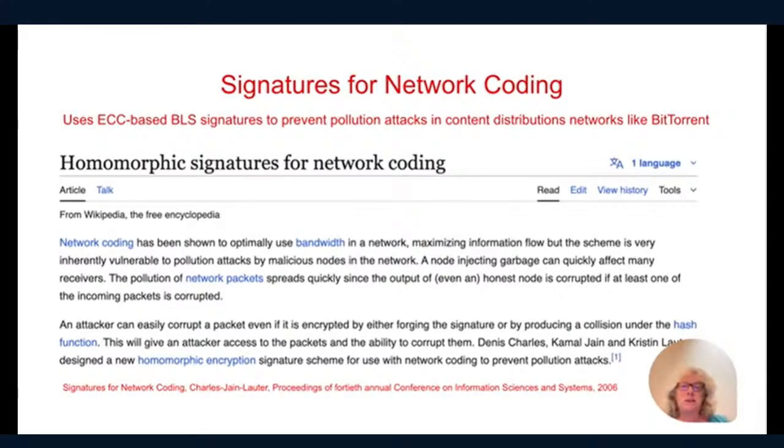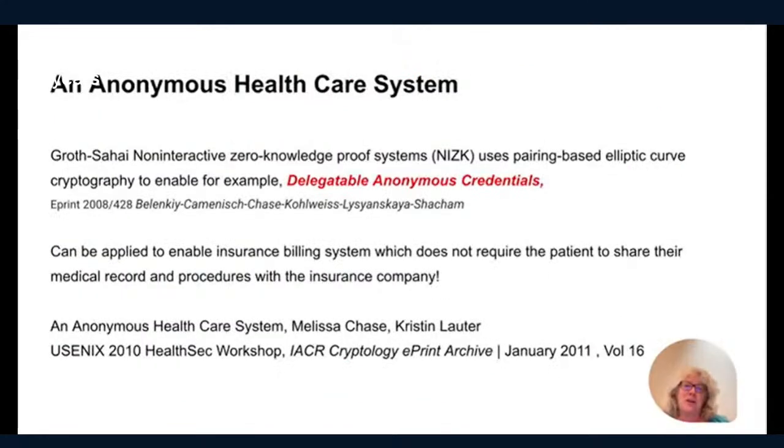So next I'd like to talk about another application, which is kind of interesting, probably not very well known. The BLS signatures enabled a framework, a non-interactive zero-knowledge proof systems framework called the Groth-Sahai framework, which used pairing-based elliptic curve cryptography to enable, for example, anonymous credentials or privacy-preserving credentials, and then as an extension of that, also delegatable anonymous credentials.